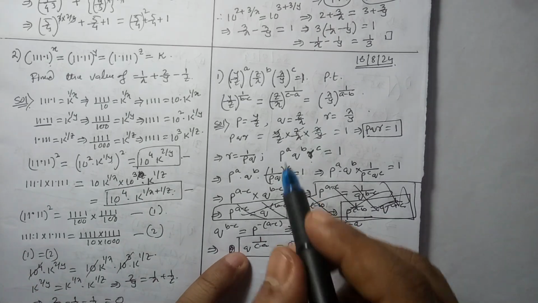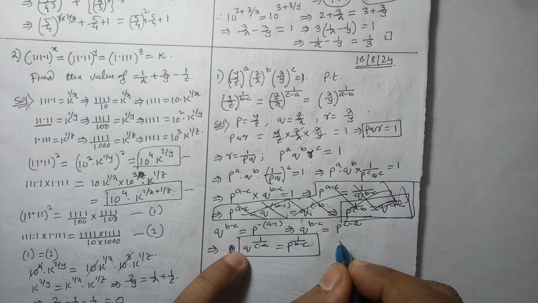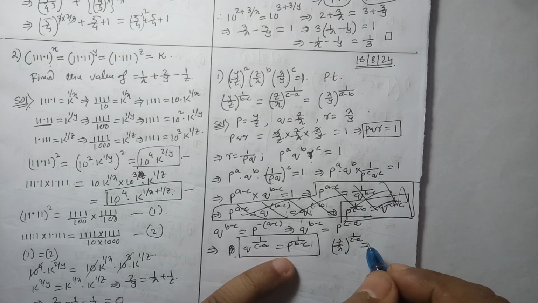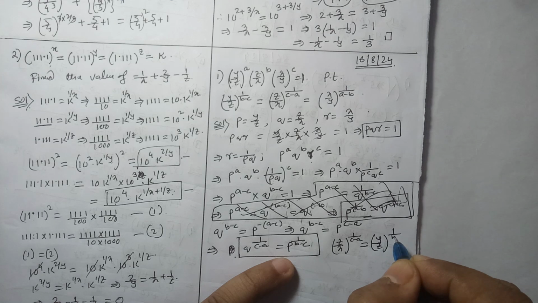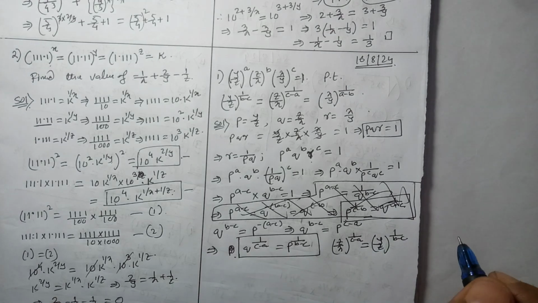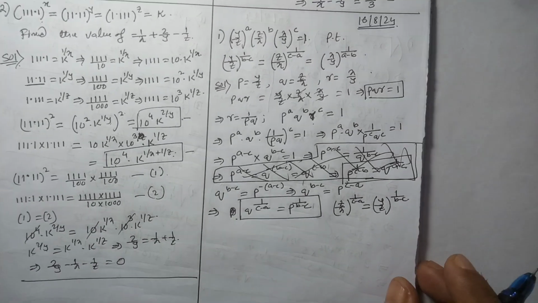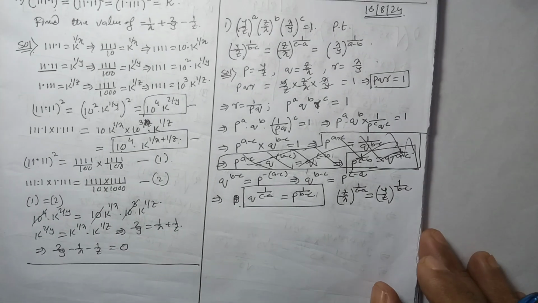So what is q? I have taken q as z/x. So (z/x)^(1/(c-a)) is equal to, I have taken p as y/z, (y/z)^(1/(b-c)). Fine, right? Is it clear to everyone till here?